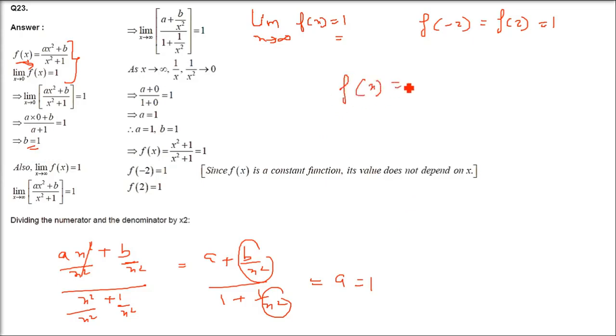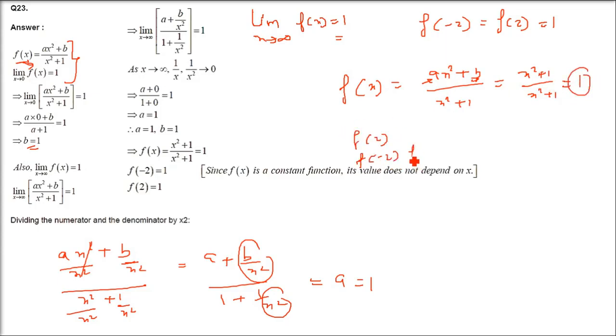Now f(x) is (ax² + b) / (x² + 1). Now put a as 1 and b as 1. So you have (x² + 1) / (x² + 1), which is going to cancel. So it's a constant, it's 1. So if you put f(2), f(-2), f(100), whatever number you put in x, it's a constant, it will always come as 1. Okay, so this is how we do this.